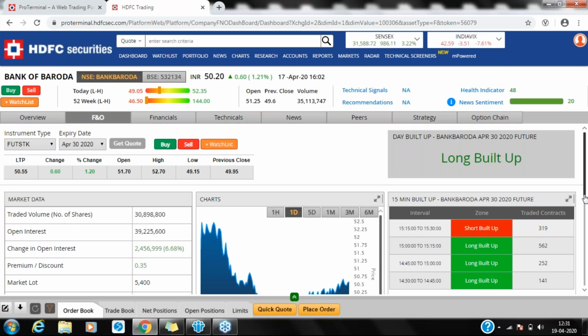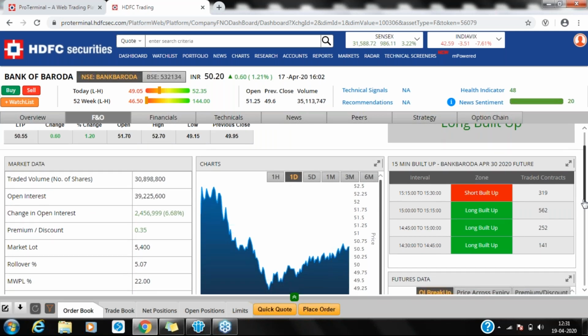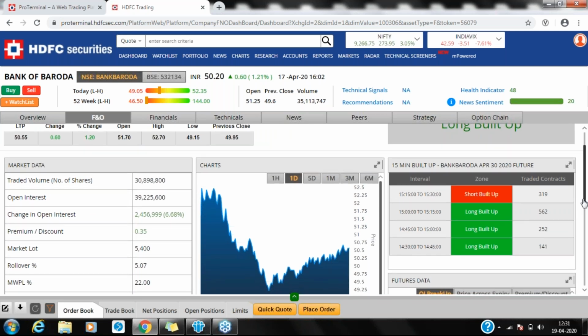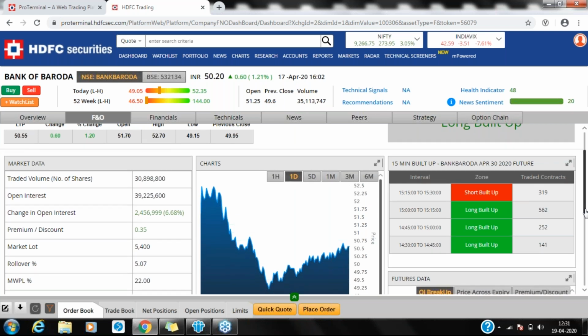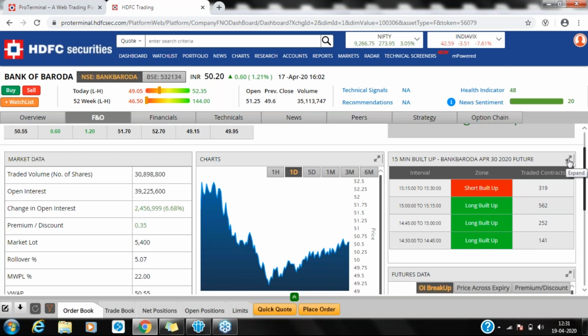Again, this is a very important feature, and we will definitely do a webinar on this also going forward. See, on Bank of Baroda, for every 15 minutes, whether it's been long build up or short build up, and what is the traded quantity of a contract, that is shown on the right hand side. You can click on this expand button, and this will expand. So you can use this in case you want it for a lower time frame. By default it will be there for 15 minutes only.